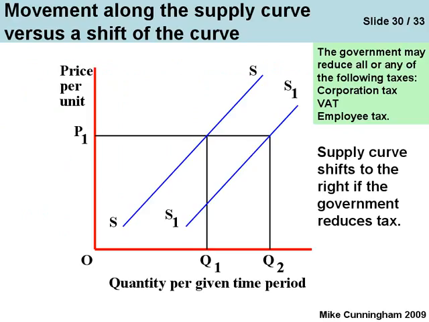It could reduce, for example, employee tax. That could be national insurance contributions. So the employer has to pay less for each employee. If it has to pay less for each employee, it may take on more workers. If it takes on more workers, supply could increase to S1. So changes in taxes can influence the position of the supply curve.